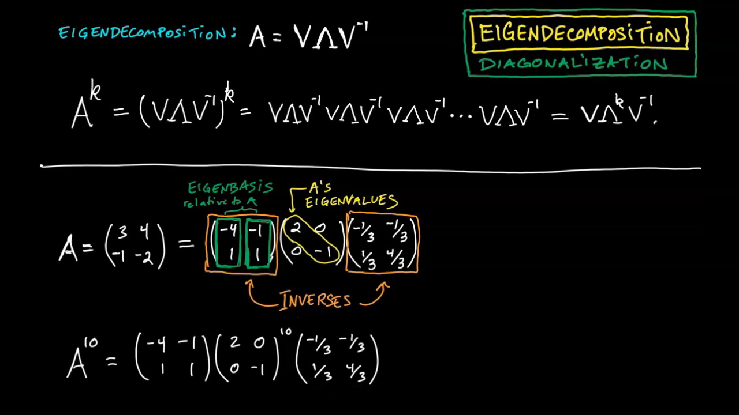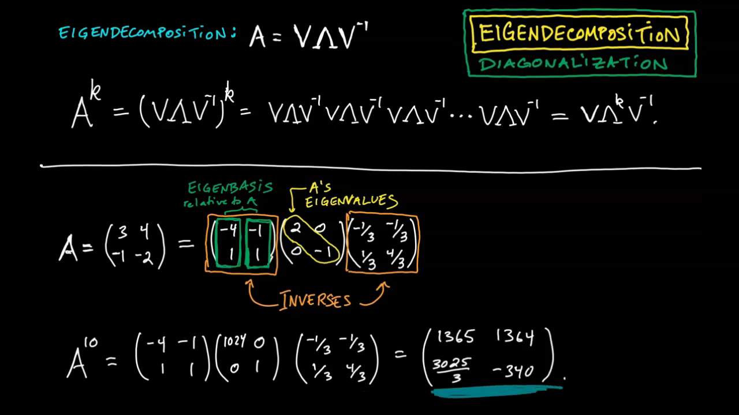And as we discussed earlier in the video, raising a diagonal matrix to the 10th power is as easy as raising each of its components on the main diagonal to the 10th power. So when we do that, we get 2 to the 10th and minus 1 to the 10th on the diagonal. 2 to the 10th is 1024, and minus 1 to the 10th, of course, is 1. And now this isn't hard at all. It's just a couple of matrix multiplications. I'll leave it to you to carry them out if you want to. When you do, you should end up with this matrix, assuming I still know how to do arithmetic, which I sometimes doubt.